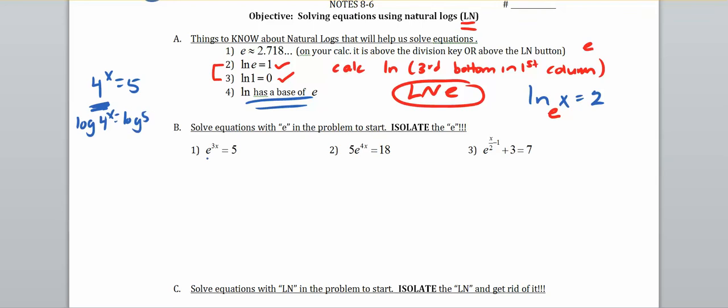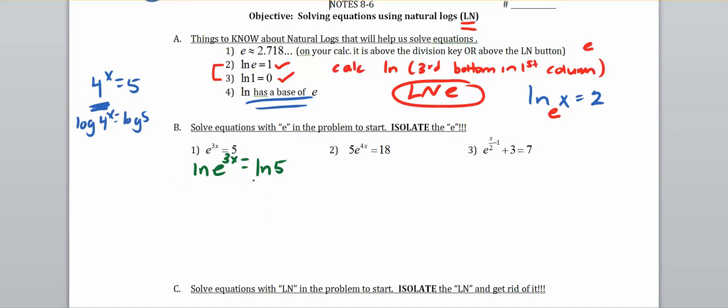But because I have an e, I want to use natural logs, because natural logs and e's have special properties that work together. So I'm going to do the same concept that I did before, where I took the log of both sides. Now I'm going to do this in green. I'm going to put ln, or natural log, in front of e to the 3x, and then take natural log of 5. Again, as long as you do it to both sides, it's equal.